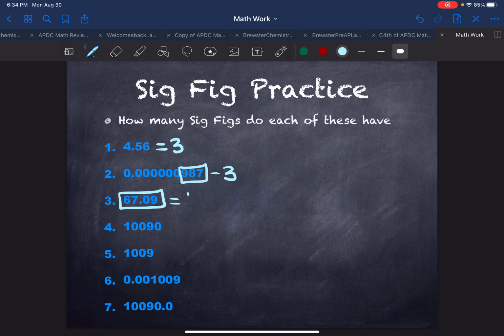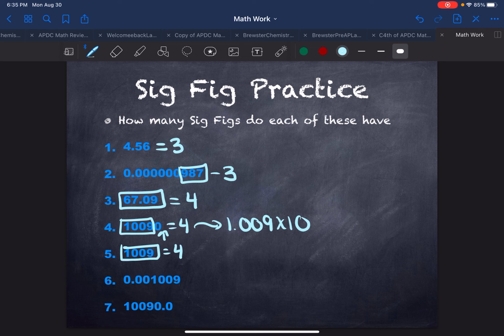All significant. Notice this one, we're missing a decimal. So technically, those are the only ones significant. No decimal, but these zeros are captured. That's a 4. Now the difference between this could become 1.09 times 10 to the 4th. Okay.